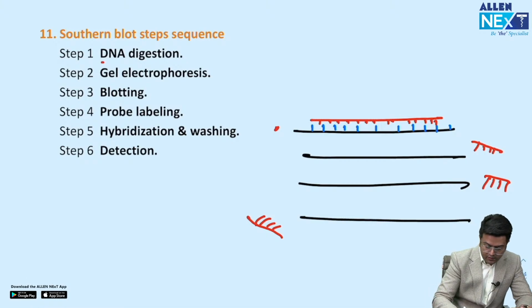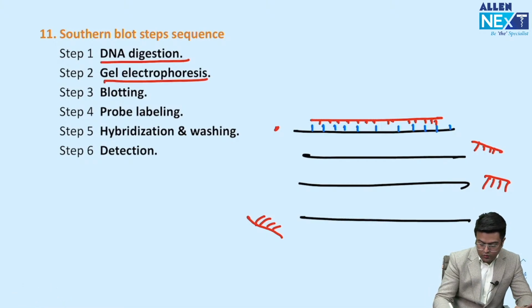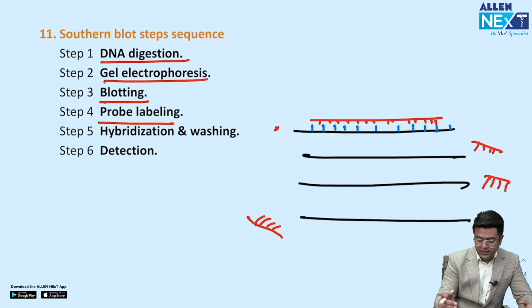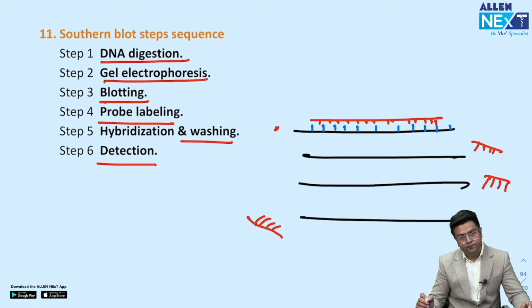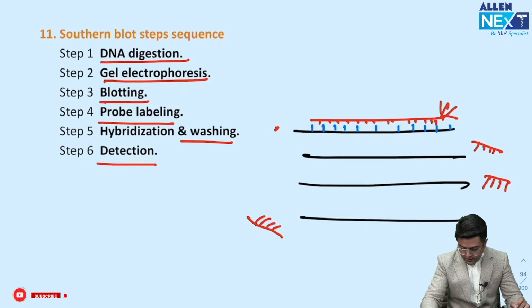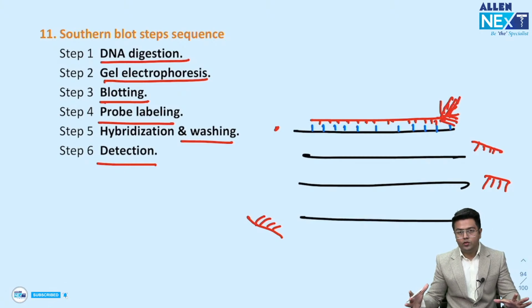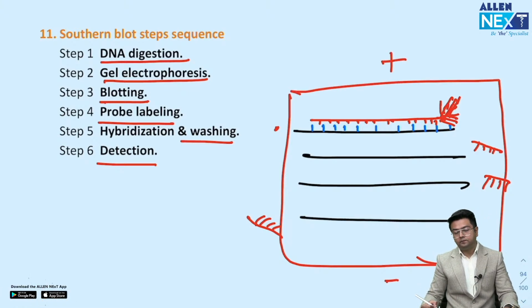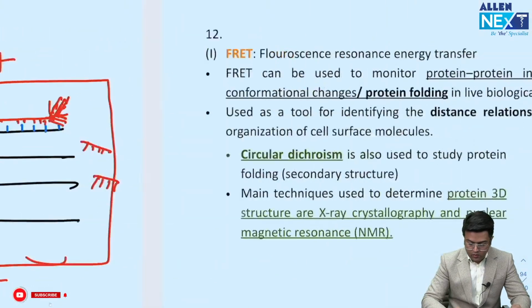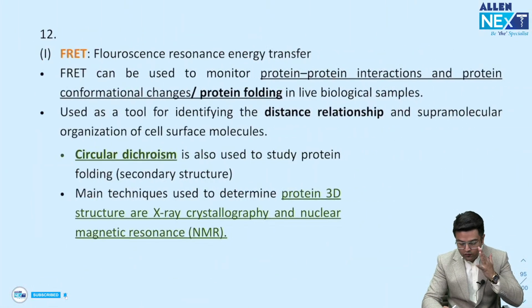It has steps: first we'll break the DNA, then do the gel electrophoresis, then transfer the DNA to the nitrocellulose or negatively charged membranes. Then I will just add a probe which has a fluorescent label like SYBR green. Okay, then we will just wash and detect. Because this has a fluorescent color, it will glow out. Okay, so like that, Southern blot. So what is the importance of Southern blot? To identify the gene of interest.